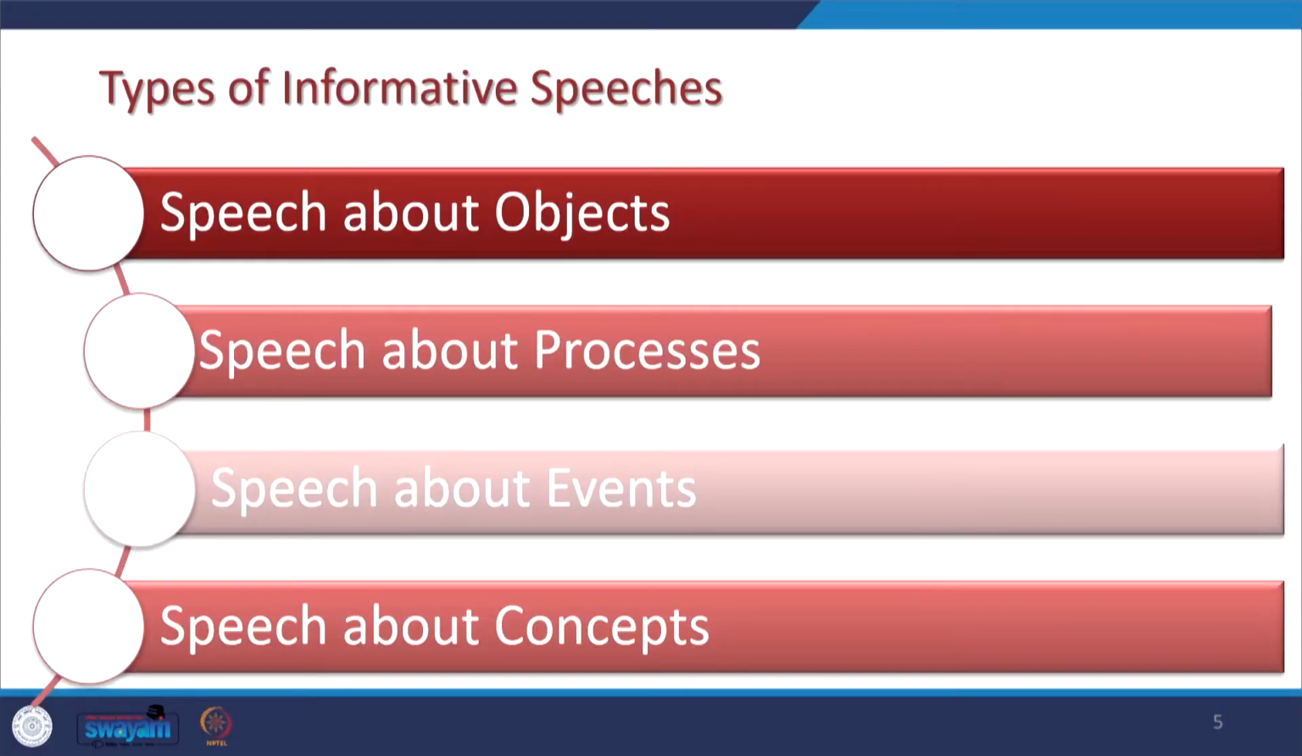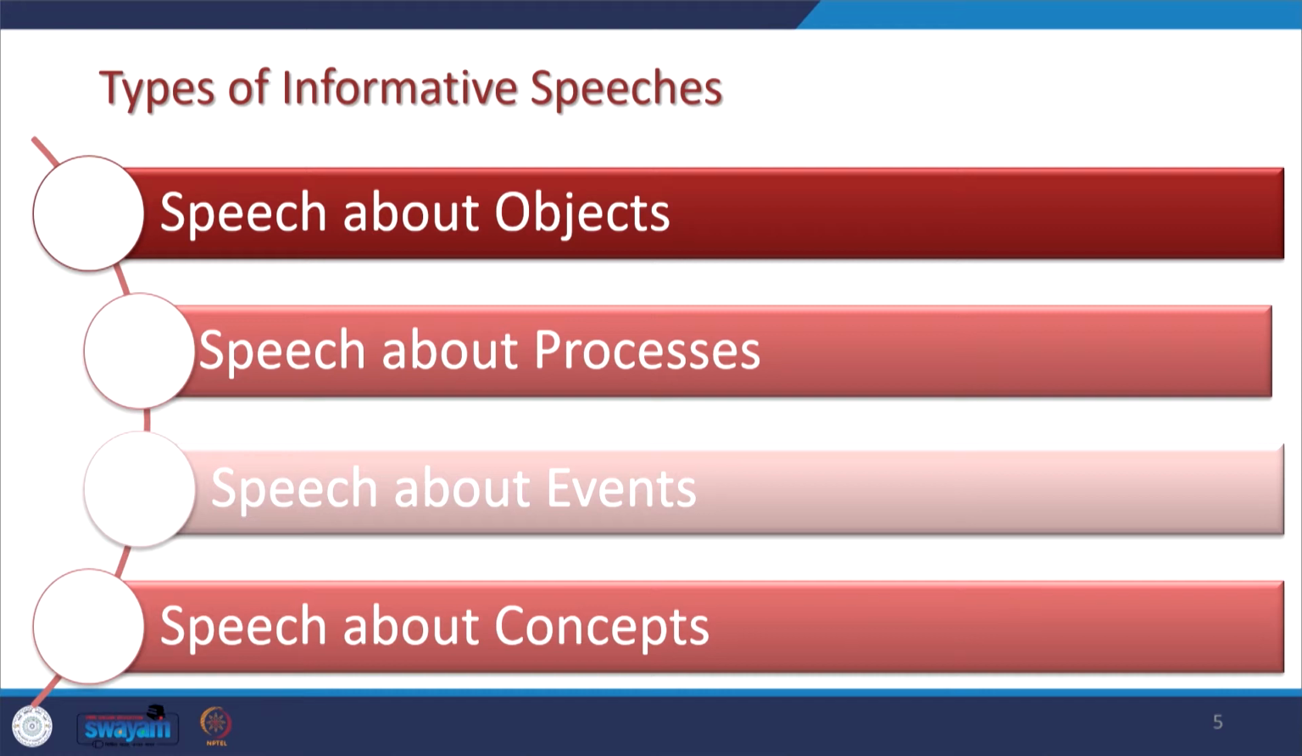Now, we shall see what could be the types of informational speeches. Informational speeches can be divided into four categories. They are about objects, about process, about events, about concepts. Imagine yourself being in an organization. So, at times when you have joined as a new employee, you will actually be provided with some amount of training, and that may also be a part of the speech.